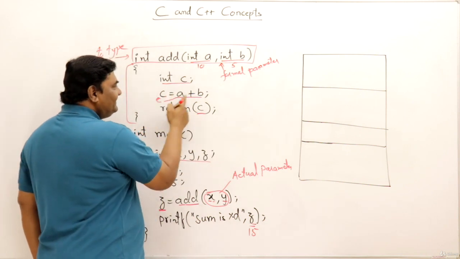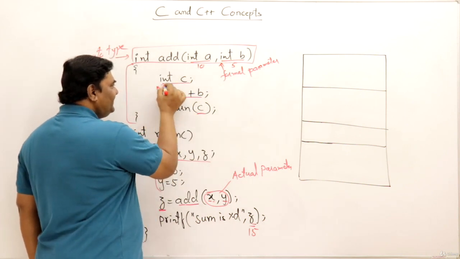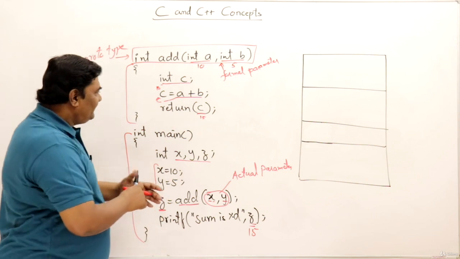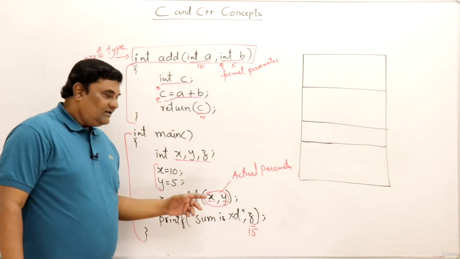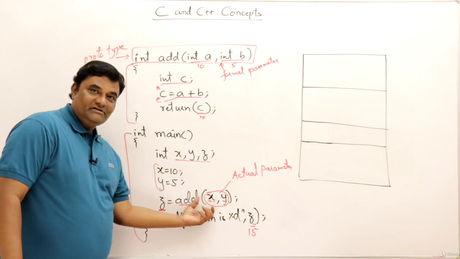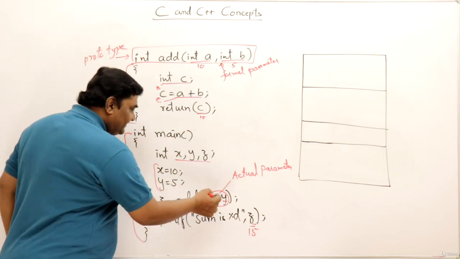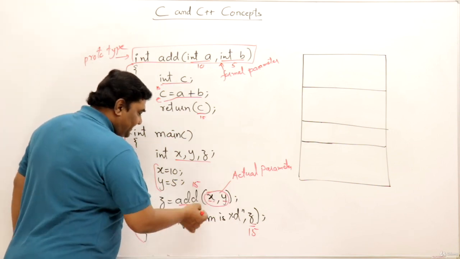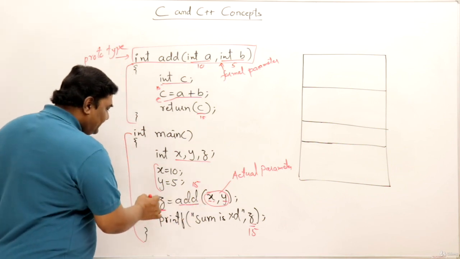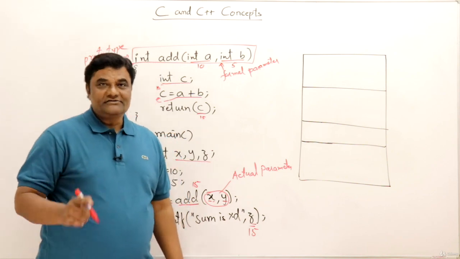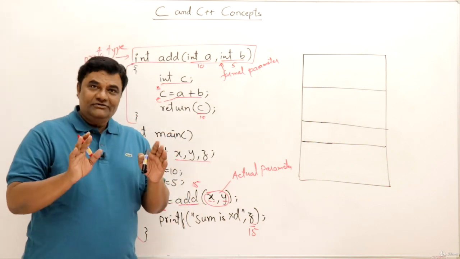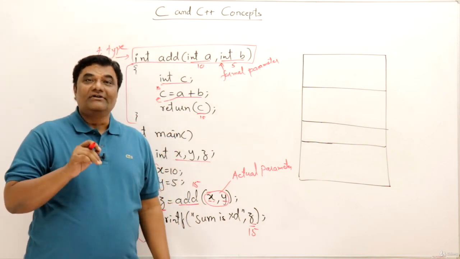Then in c, the addition of the values is done. This is 15, and 15 is returned. And when the function returns, it will come back to the line from where it was called. So the result of the function is 15. So this becomes 15, and that 15 is assigned to z. So z becomes 15, and the value is printed. So this is the working. So I have explained the parameters and the working.